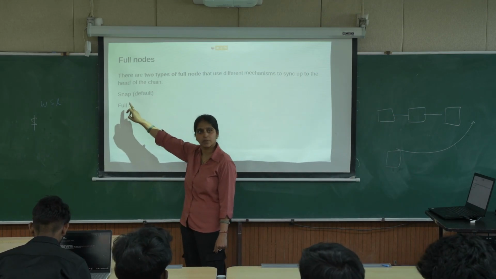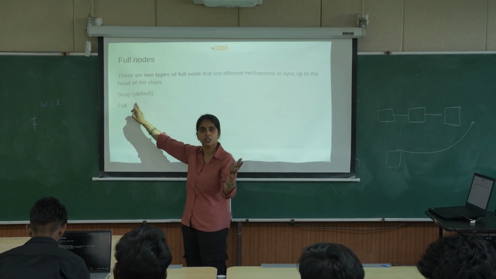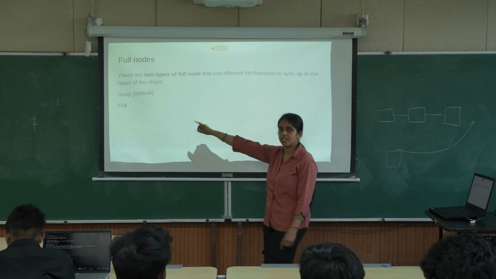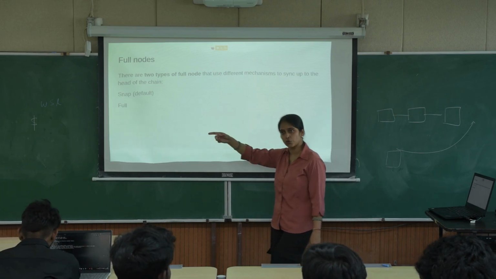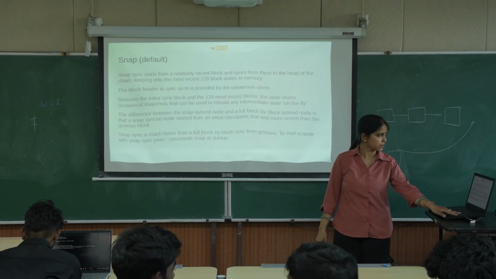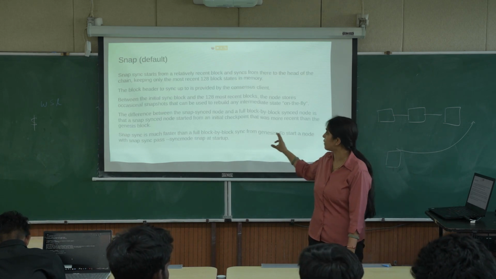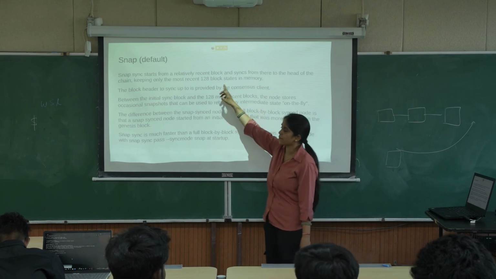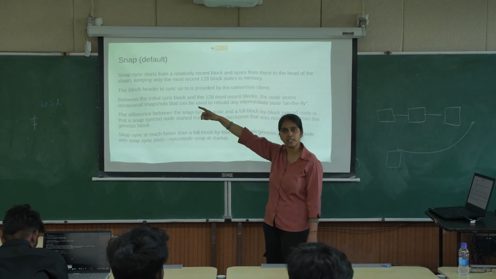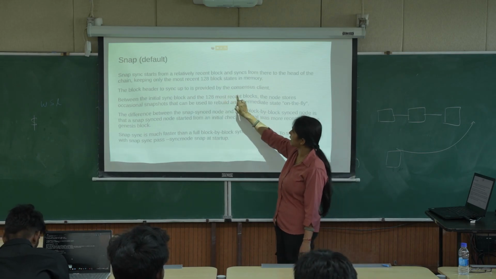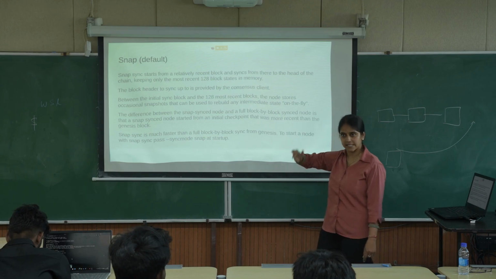You will use that as a full node, and in a full node further we have two modes. One is snap, that is the default that you have written in your command also. You have written snap over there. Next one is full. You can change it to full also. Now what is the difference between the two? The snap synchronization basically provides you 128 block states that have happened previously. The block header to sync up to is provided by the consensus client.